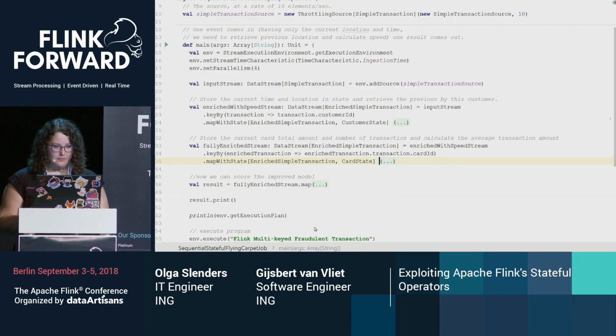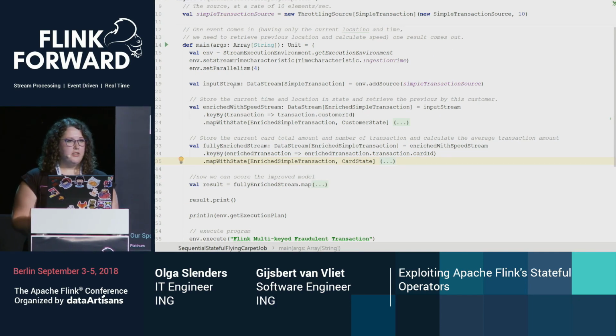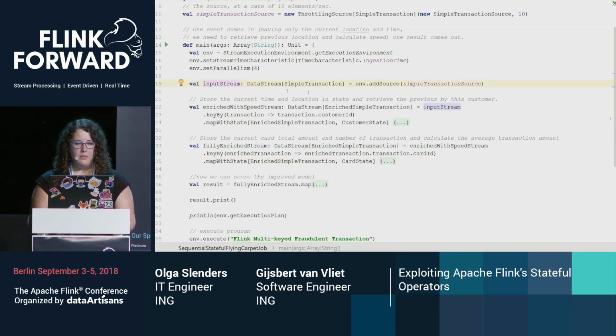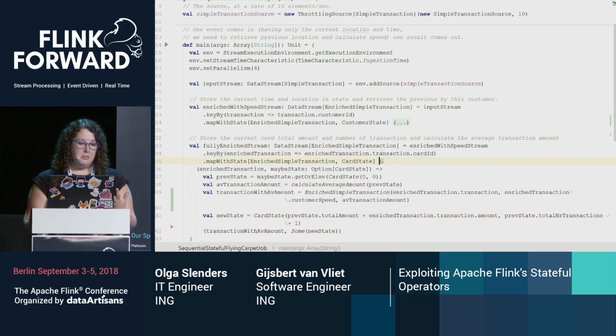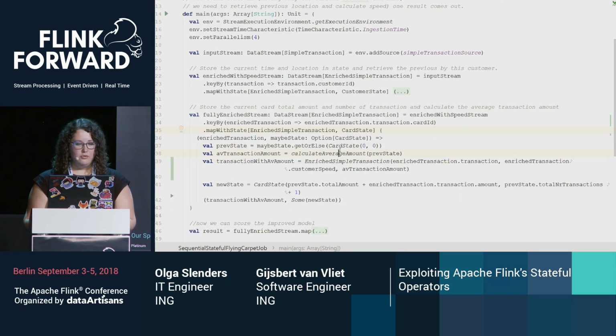Sequential job. Okay, we still have the same environment and the same input stream. We are keying it by our customer ID, and inside we're calculating the speed exactly the same way as we have done before. Now, having this enriched stream with speed, we key it again by card ID. There we calculate the card state and the card average amount, in a pretty similar way as before, with beautiful business logic, a different one at this point.